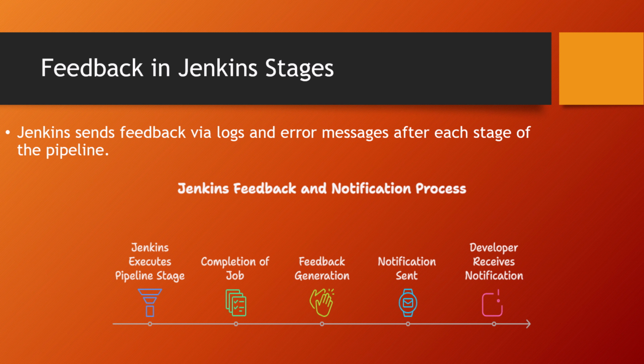Jenkins provides feedback in each stage of the pipeline through detailed logs and notifications. Developers can receive a notification through email, Slack, or other systems, informing them of the build status and any issues that need to be fixed. For example, when Jenkins runs a unit test, it sends a notification to the team indicating whether the test was successful or if there are any errors that need to be fixed.